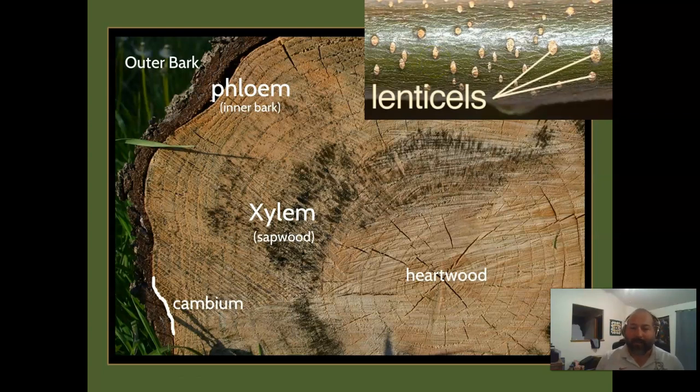Some have diamond patterns, some it's just a long line. Sometimes it's just little dots. It's almost some sort of tree braille or something. But they're all just pores, basically, to allow for gas exchange to happen. So the idea of taking in CO2 from the atmosphere and turning it into oxygen, that happens through the lenticels.